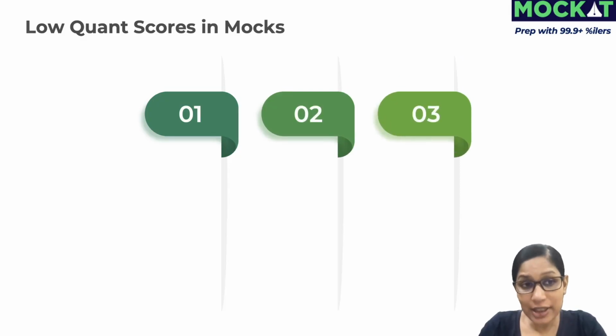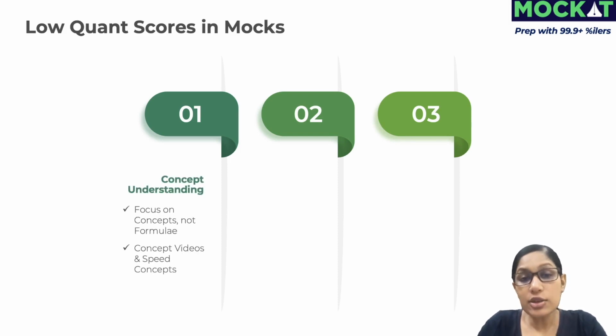Now, there are three primary reasons why you could get low Quant scores. The first could be if you are lacking concept understanding. Maybe you're looking at text lessons and you've not really got a thorough grasp of the concepts. Maybe you're just memorizing formulae. So you need to focus on the concepts. CAT is a conceptual exam, and the more you understand quant, the better it is.